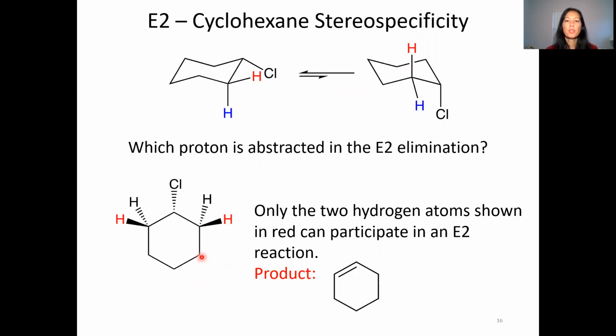Okay, so which proton is abstracted in the elimination? So you have two H's on either side of this alpha carbon off the chlorine, and only the red ones. If the chlorine is straight down, only the red H straight up, and this other one here on the other side, the red H straight up axial, only those two can participate in the E2 reaction. So you could deprotonate here, give the double bond here, deprotonate here, give the double bond here. Those are identical products. So that's your product here, cyclohexene.